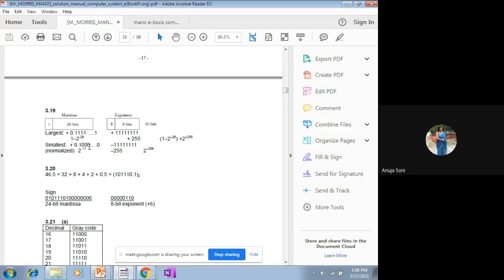No need to convert to decimal. If you don't want to, you can write it in binary itself. And what will be the smallest value of the exponent? The smallest positive value. Do remember this thing.